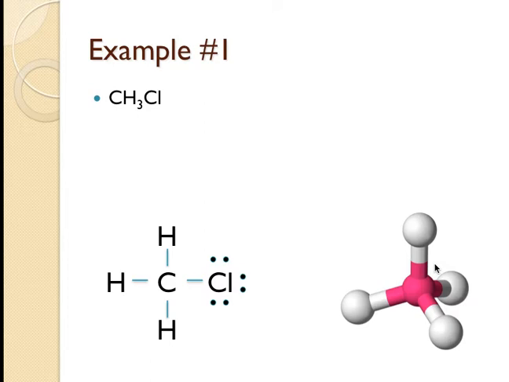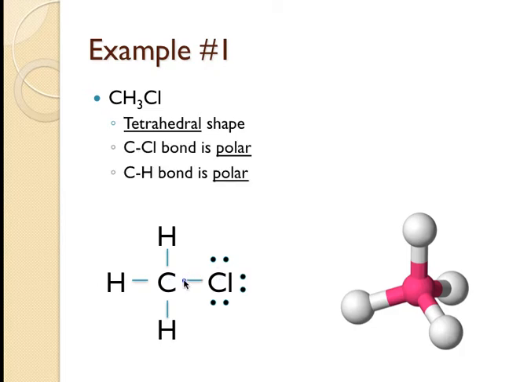Okay, so let's look at example number 1. You should have this drawn in your notebook. CH3Cl. If we look at this molecule, all of these bonds are polar. It is a tetrahedral shape because there are 4 electron domains about that center atom. The C-Cl bond is polar, the C-H bond is polar.